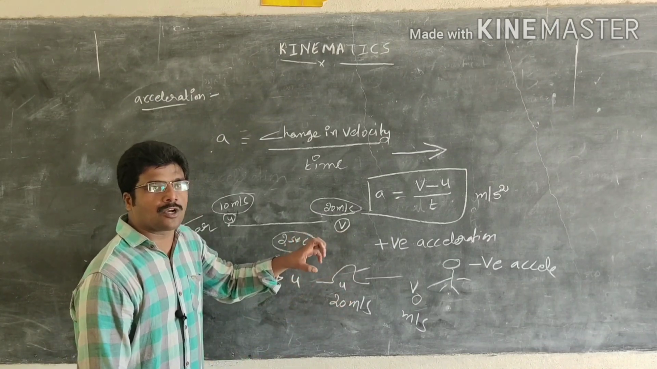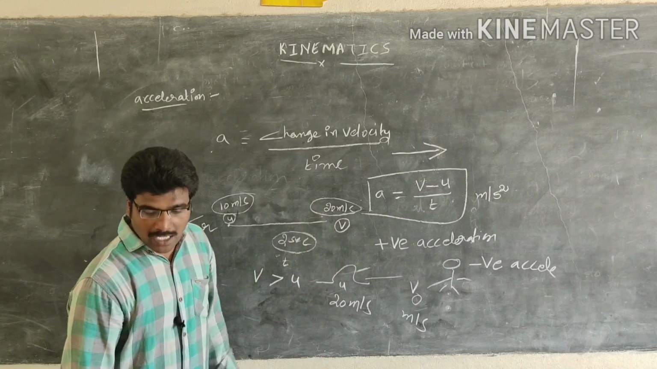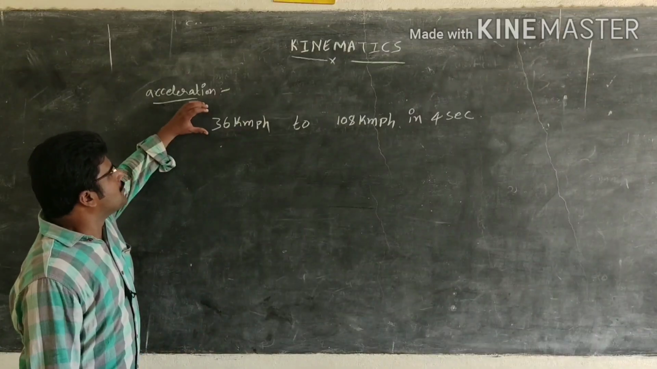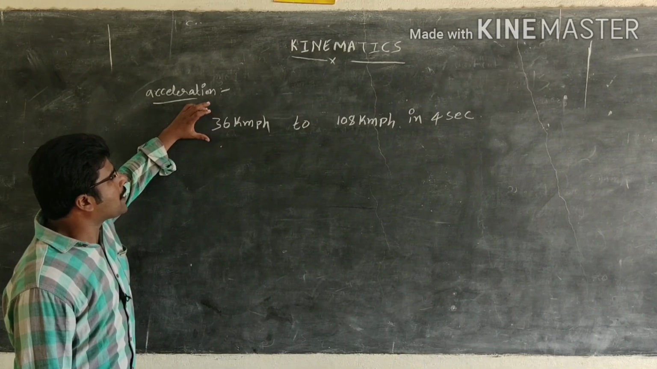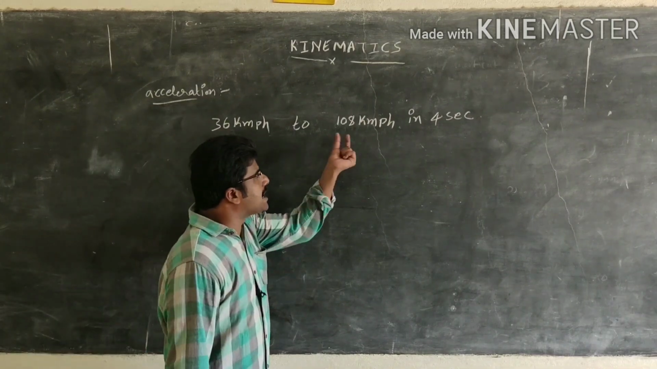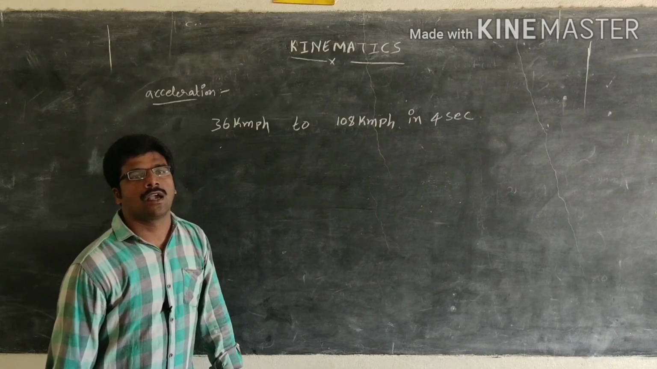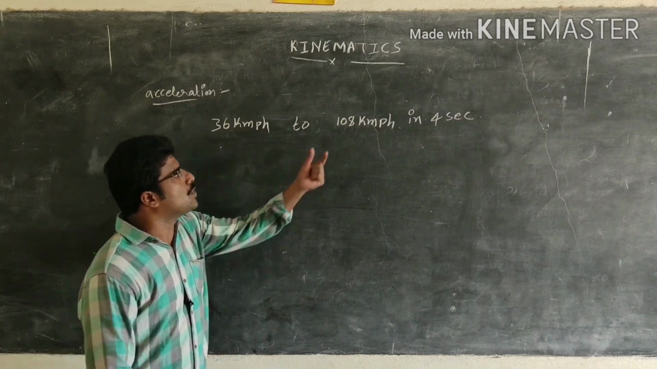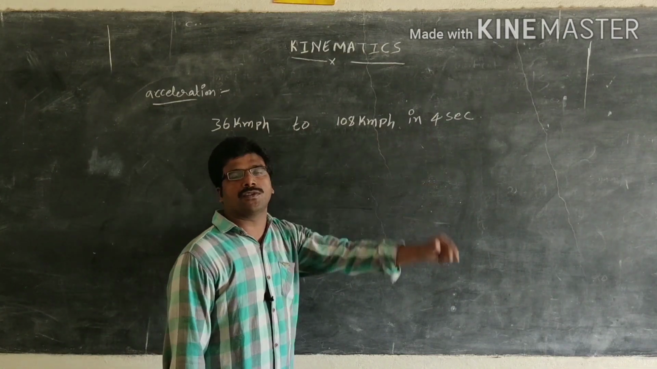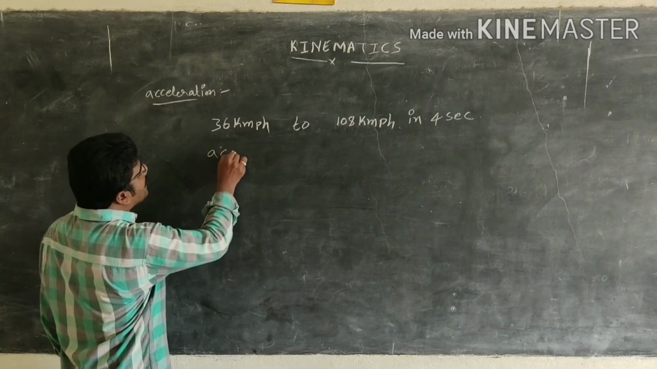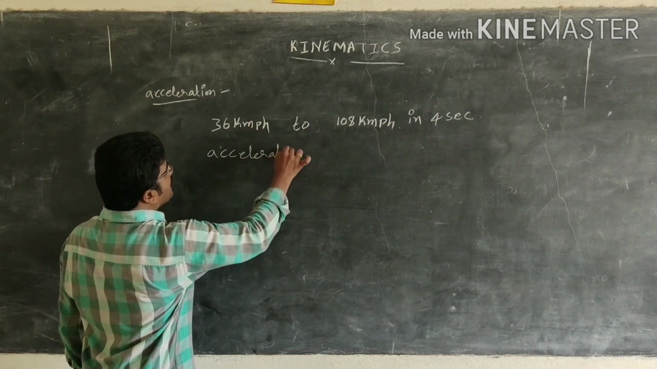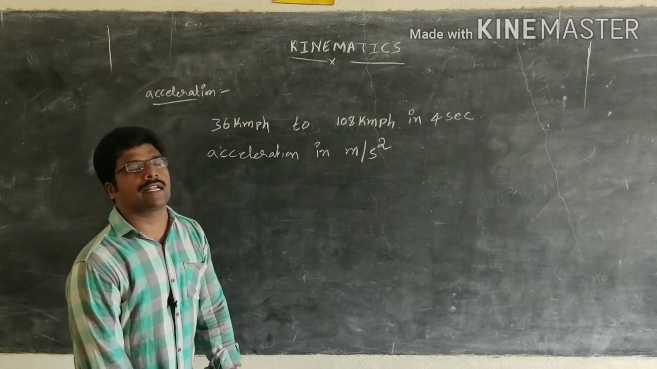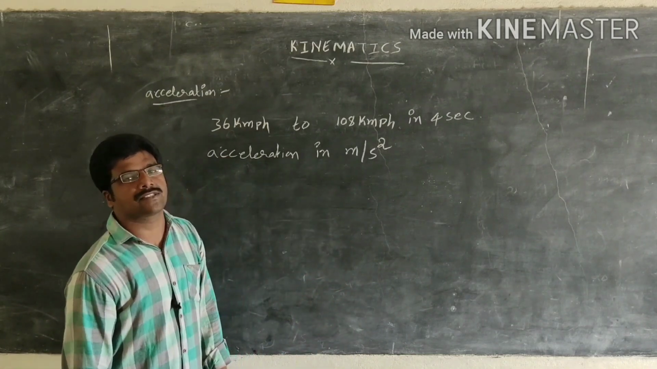So, this is the topic we discussed in the last class. Now, we are going to do a numerical on this. A body which is moving with 36 km per hour changes to 108 km per hour in 4 seconds. Calculate acceleration in meter per second square. Remember this: we want to calculate acceleration in meter per second square.